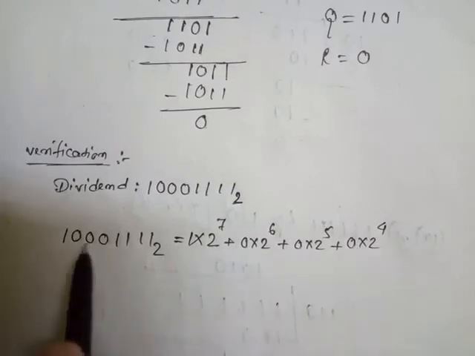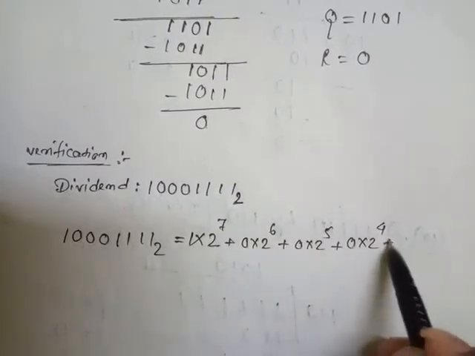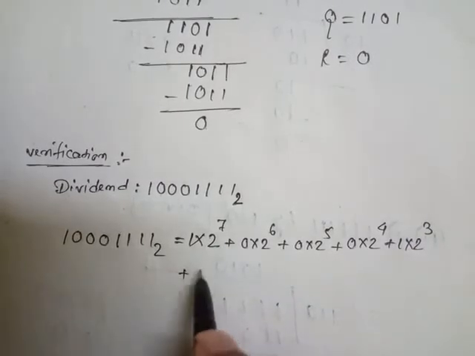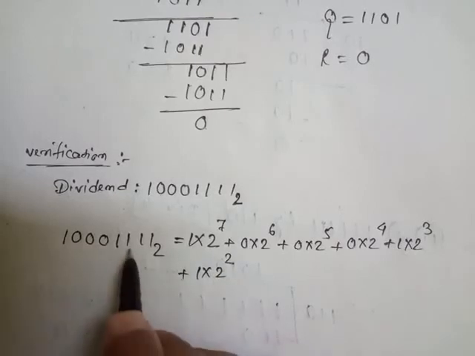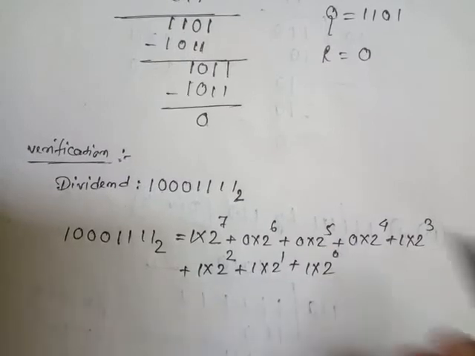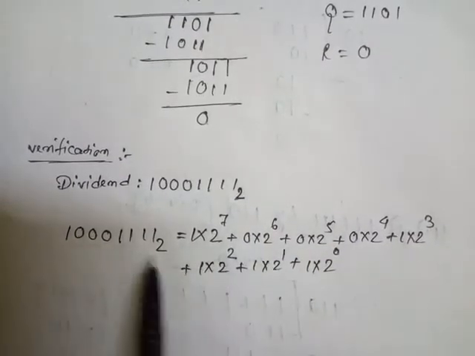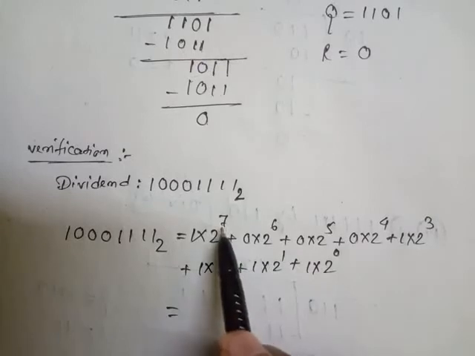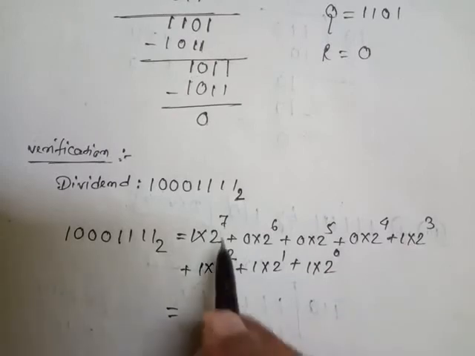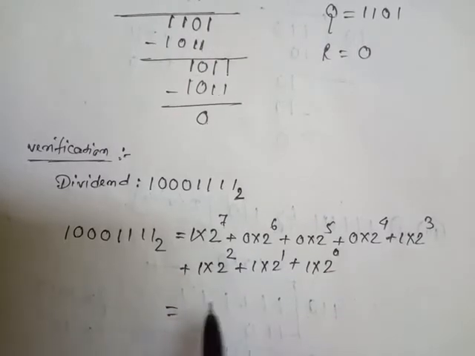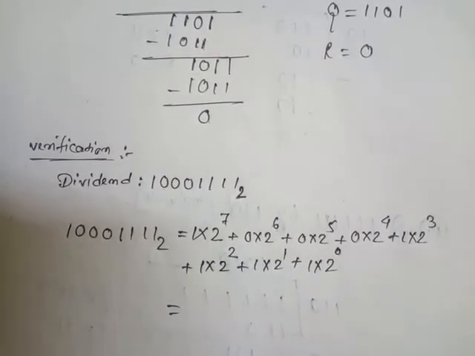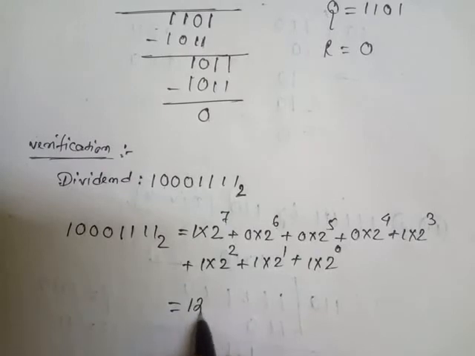Look, 3 zeros are already gone. Now then 1 into 2 cube, plus 1 into 2 square, then 1 into 2 to the power 1, then 1 into 2 to the power 0. Now look student, here 7, then 6 5 4 3 2 1 0, which means it is gradually decreasing by 1. Now 2 to the power 5 is 32, 2 to the power 6 is 64, 2 to the power 7 is 128.